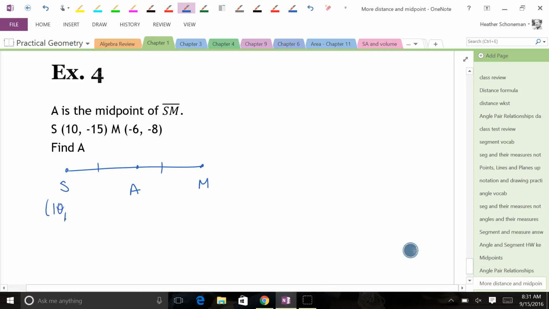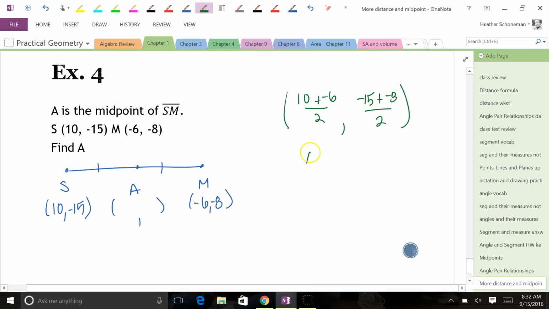S is the point (10, -15), and M is the point (-6, -8), and we're trying to find A, right? Is A the midpoint or the endpoint? The midpoint. So we're going to average the x's. So we have 10 plus -6 divided by 2. And average the y's, -15 plus -8 divided by 2.